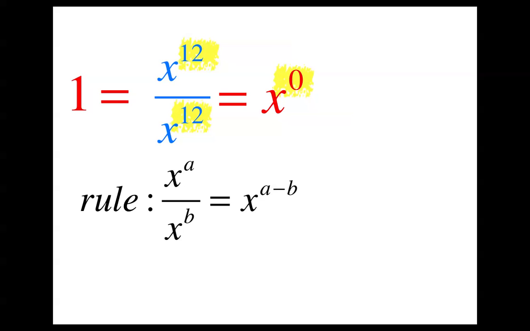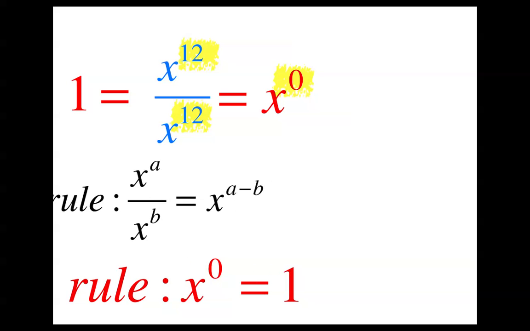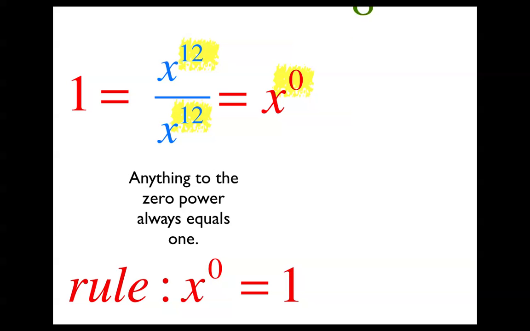Wait a second. Isn't x to the 12th divided by itself just 1? Isn't anything divided by itself equal to 1? How many times does x to the 12th go into x to the 12th? Once, right? So, the rule is that anything to the 0 power always equals 1. And you might remember this explanation about the exponents subtracting, and you might not, but all you need to remember is anything to the 0 power always equals 1.